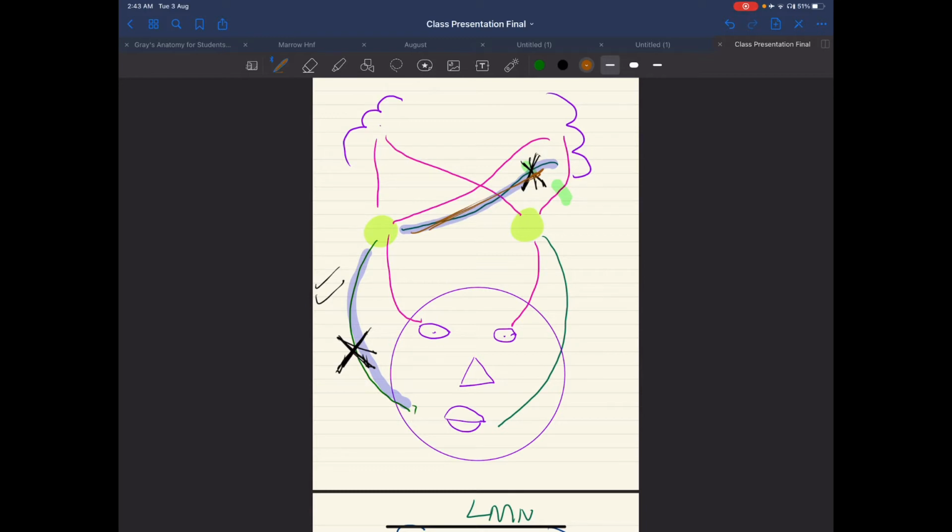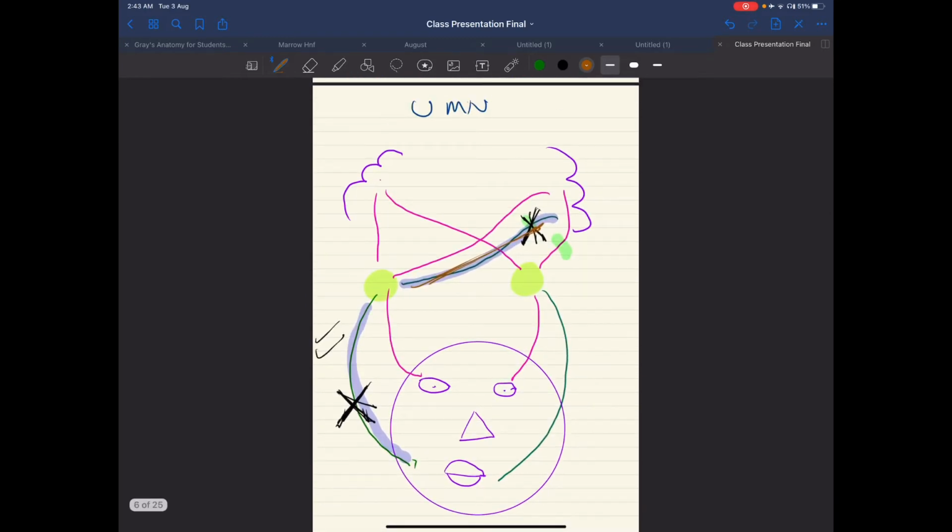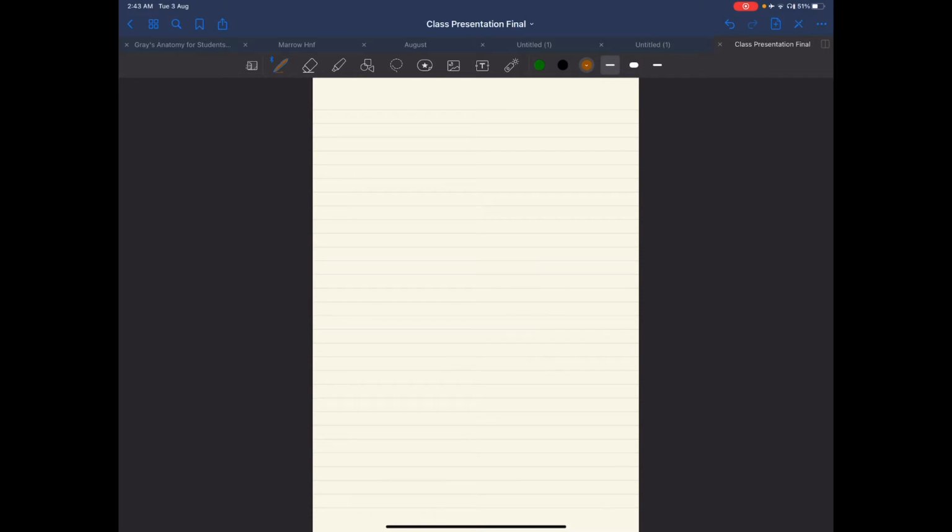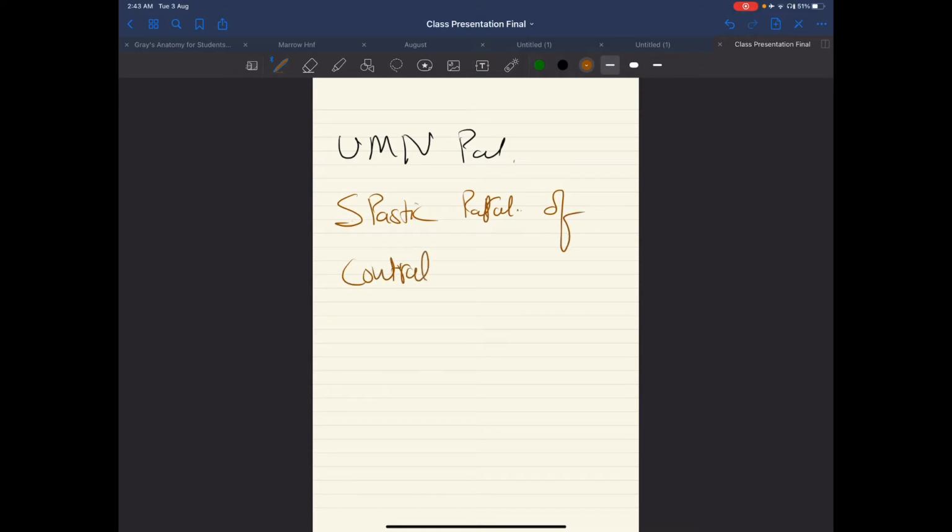So what will happen in this palsy? In an upper motor neuron palsy of the facial nerve, there will be paralysis. What kind of paralysis? Spastic paralysis, right? Spastic paralysis of the contralateral side, of the lower half of the face.